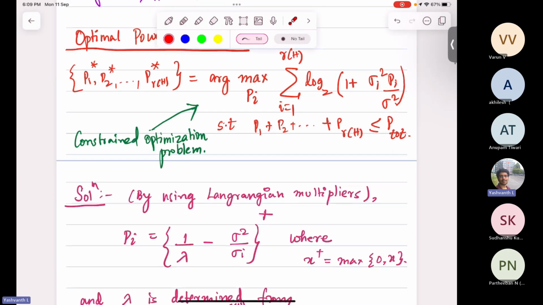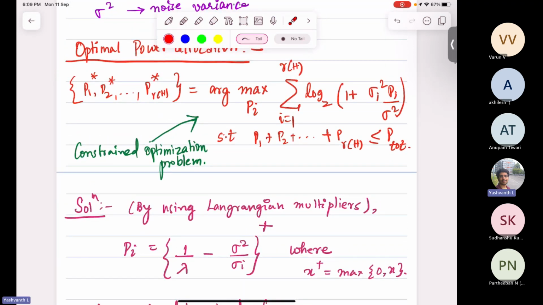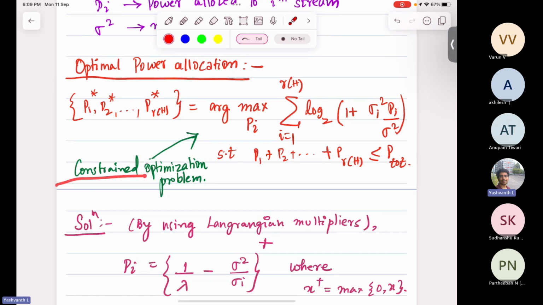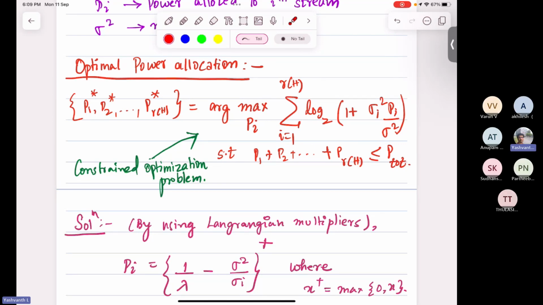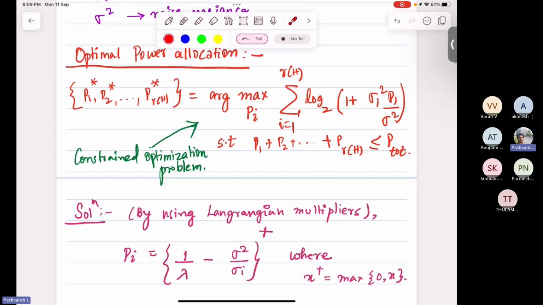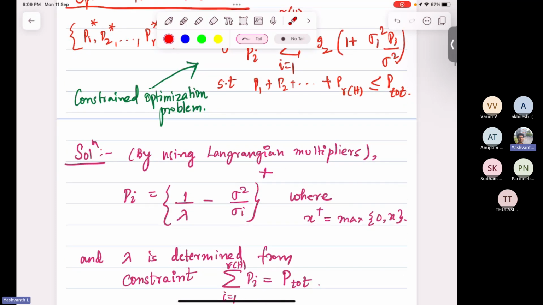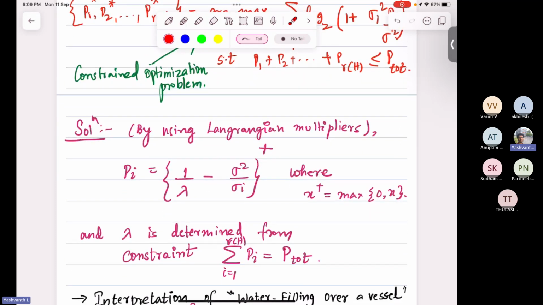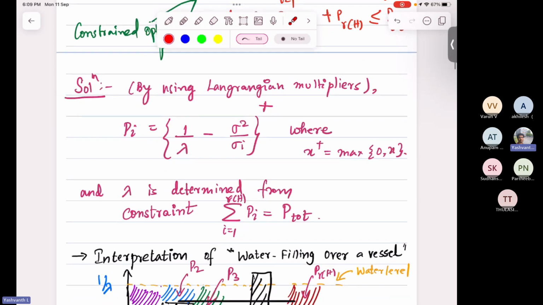And the professor had derived the solution for this optimization problem. This is a constrained optimization problem, because I'm not just interested in maximizing the quantity. I also need to ensure that the solution satisfies the constraint. What is the constraint? The sum of all the power allotted to all the streams must be at most the power budget that I have at hand. The solution to this kind of problem is attempted by using the Lagrange multiplier method. The final solution takes this form.